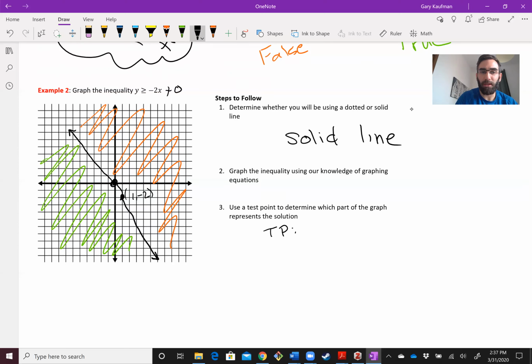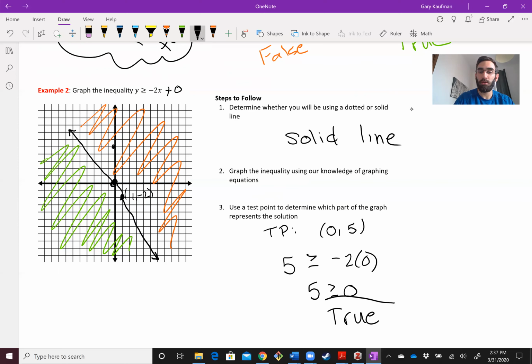Well, I'm picking 0, 5. That's this point up here, so it's on the orange side. So I get 5 is greater than or equal to negative 2 times 0. 5 is greater than or equal to 0. This is true. So if you picked shade the orange side, you are correct. The green side should not be shaded. So graphing an inequality has two differences than graphing an equation: solid versus dotted line, and the need to shade.